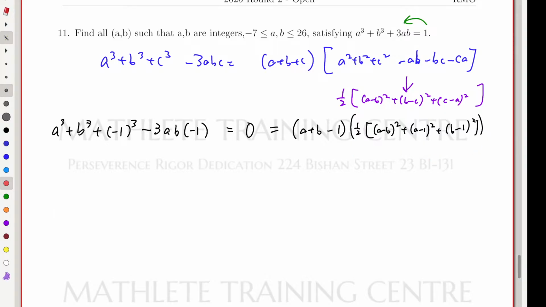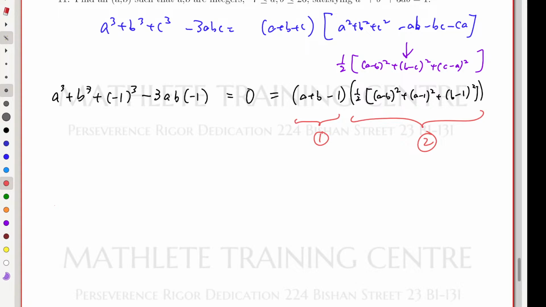Okay, wait. Let me look at the two cases. Case 1, this is the one you look at. Case 2, this is the one you look at. So let's deal with case 2 first. Case 2 is 0, right? What are the possibilities here? Actually, it's just going to be a equals b equals 1.